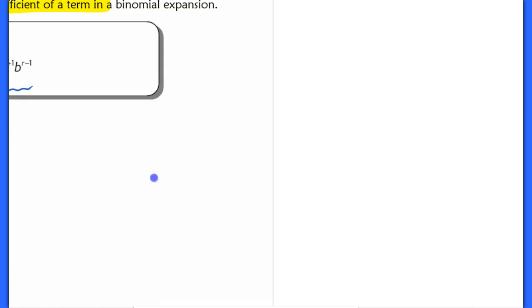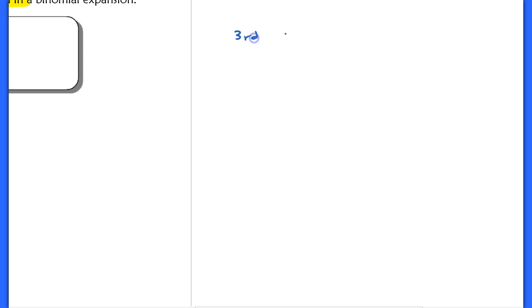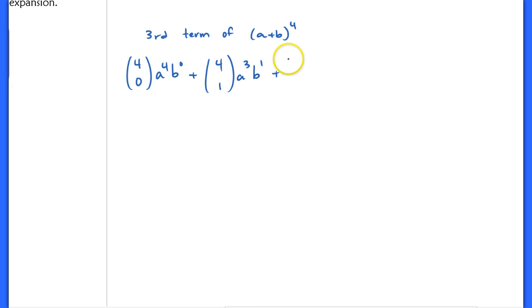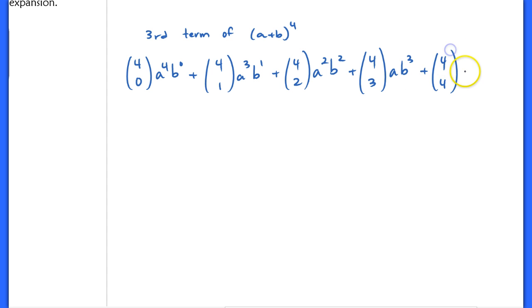So I want to consider finding the third term of the expansion of (a + b) to the 4th power. So we know by the binomial theorem that we have 4 choose 0, the first term, times a to the 4th times b to the 0, plus 4 choose 1, a to the 3rd, b to the 1st, then 4 choose 2, a to the 2nd, b to the 2nd, then 4 choose 3, a to the 1st, b to the 3rd, and then finally 4 choose 4, a to the 0, b to the 4th.